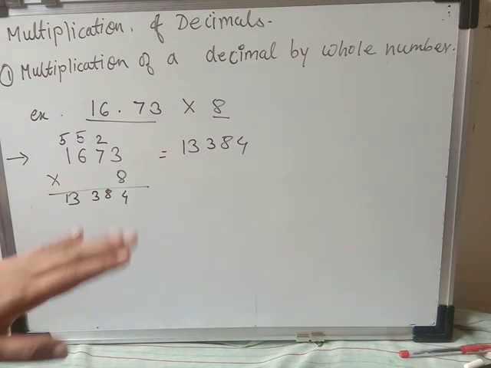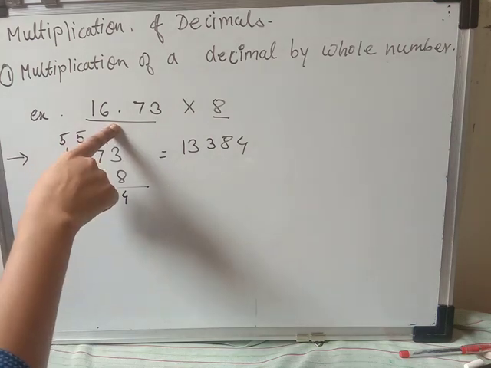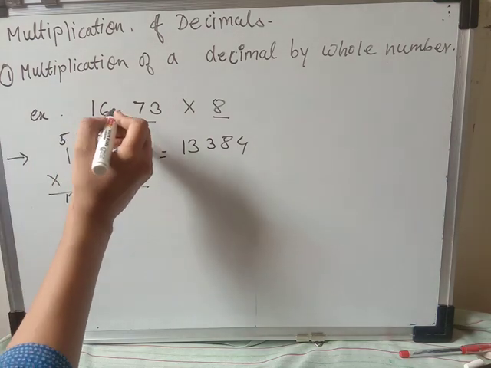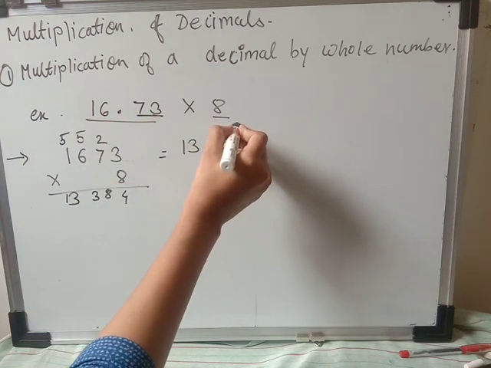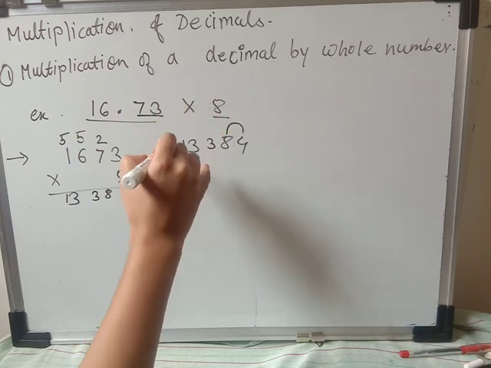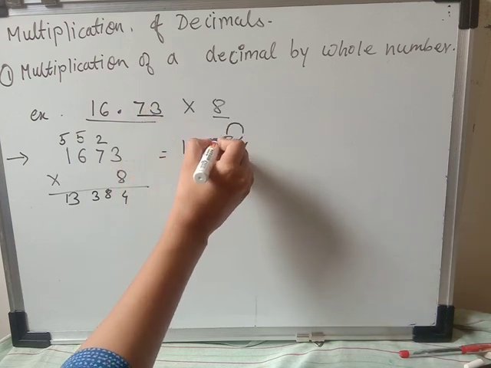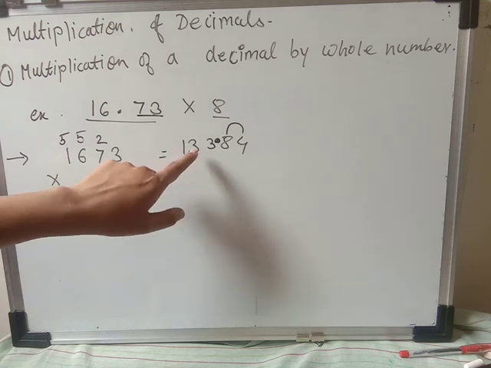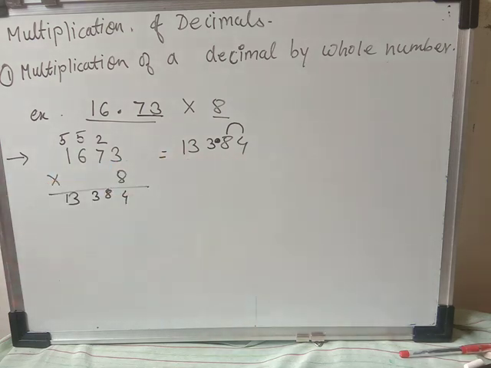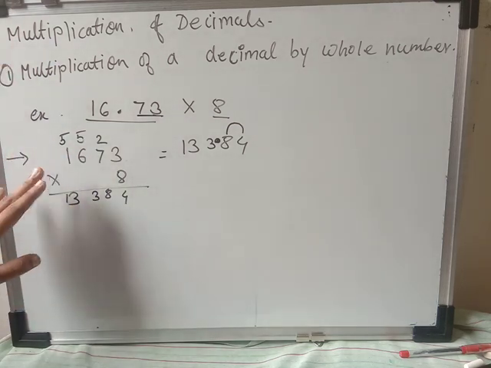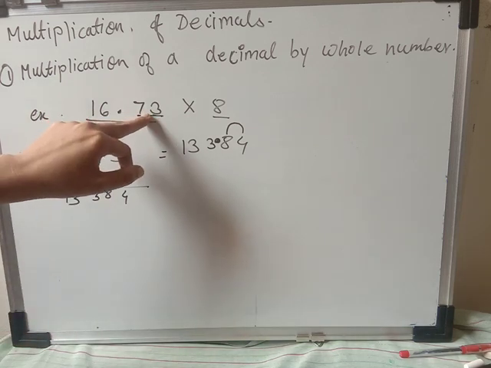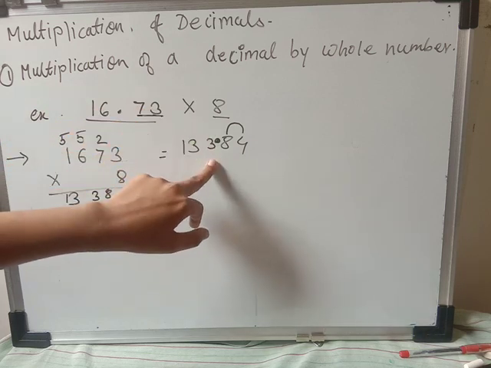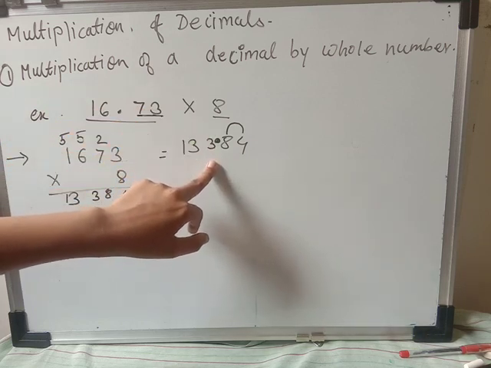For the product you have to put the decimal. Here only one number is in the form of a decimal. So here we have to see, after the decimal, how many places there were? 2. So from the back we have to take 1 and 2 places. From the back we have to put the decimal, and here we got the answer 133.84. So in this way you have to do it. The first step is to multiply the decimal number as a whole number, and then put the decimal: however many places are there in the decimal number, that many decimal places you have to give in the answer.